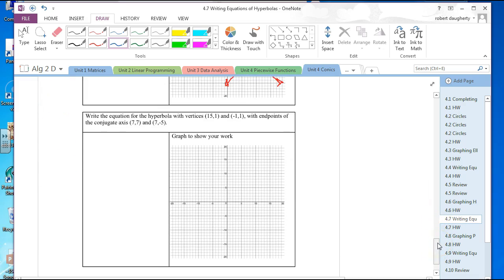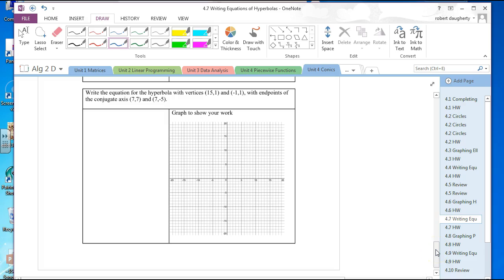Okay, last one, then I can turn you loose to do some of this on your own. Write the equation for the hyperbola with vertices (15, 1) and (-1, 1), endpoints of the conjugate axis (7, 7) and (7, -5). So let's graph these points. (15, 1) is right here, and (-1, 1) is right here. If those are vertices, what do I know? This is horizontal. So if it helps you to draw that, go ahead and draw. I'm not grading the graph, but you know that's horizontal.